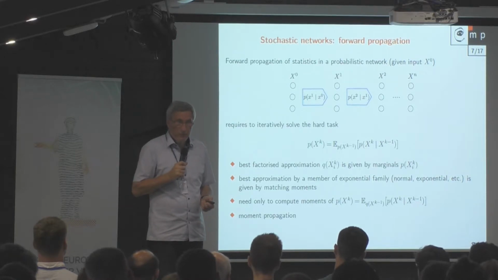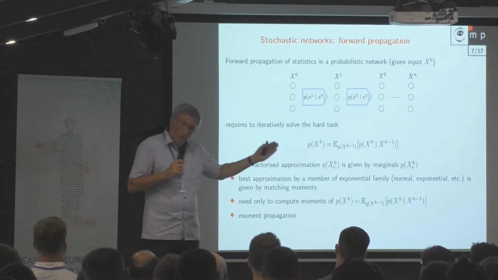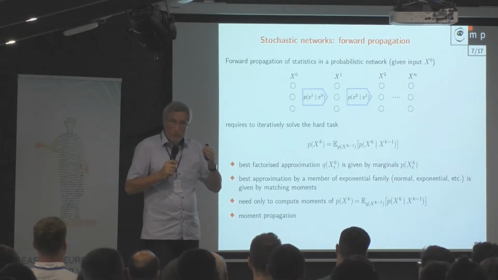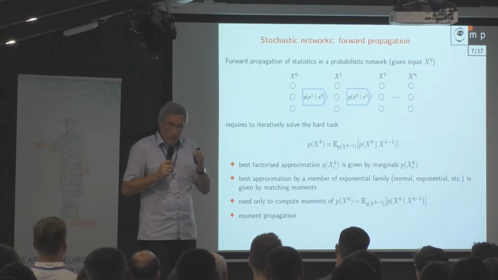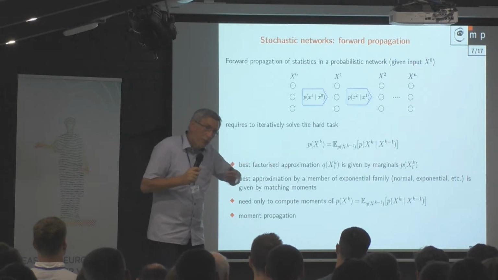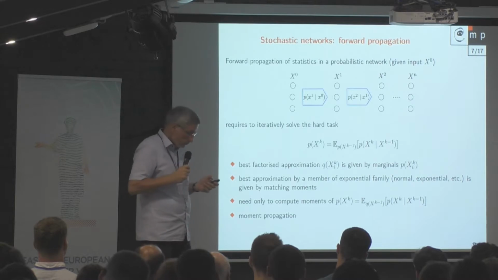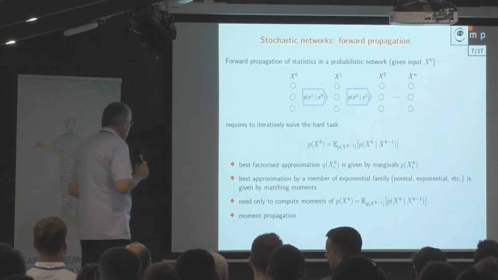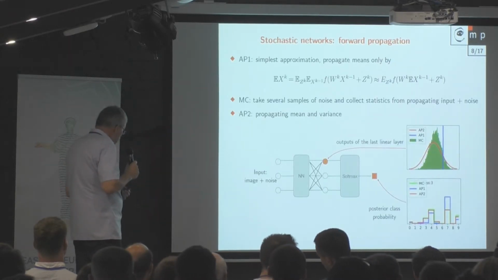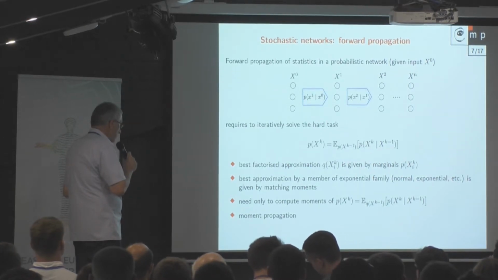So in the end, the difference between a deterministic network and a stochastic network with regard to forward propagation is only that, in this approximation, you are propagating not just means, like in the deterministic network, but you are now propagating means and variances. And so it ends up being something we call moment propagation.